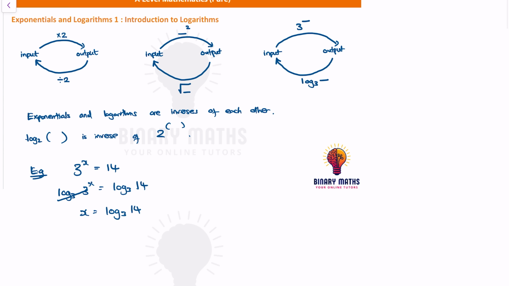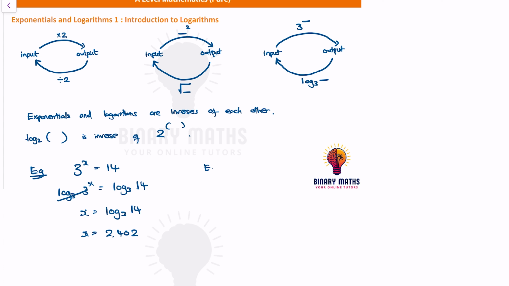You can input that into your calculator using the log button. So if I input that into my calculator, I can get an answer. So x will be equal to 2.402 to 3 decimal places.